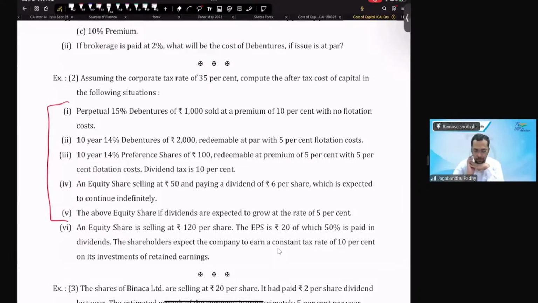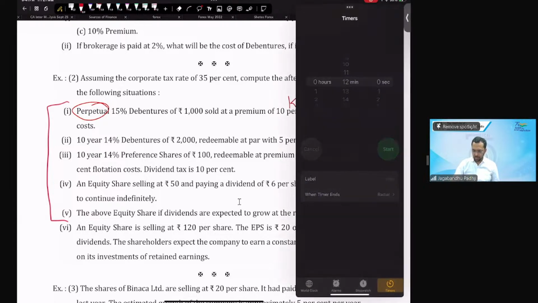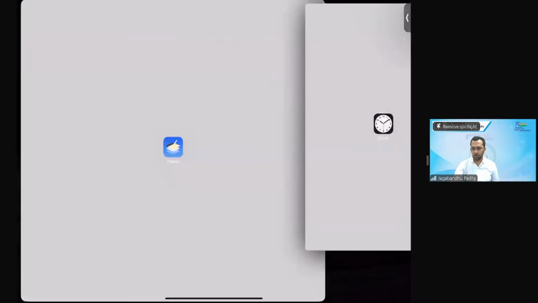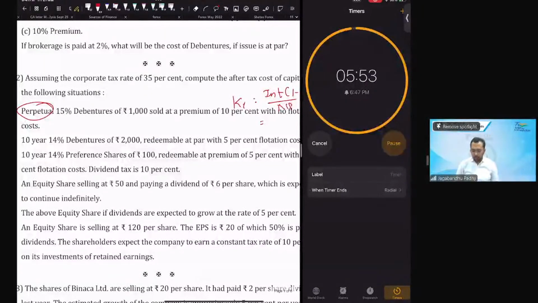Yep. What's the answer for the first one? Perpetual 15% debt of rupees 1,000 sold at a premium of 10% with no flotation cost. What's the formula for this cost of debt? Since this is a perpetual debt, cost of debt is interest into 1 minus t upon net proceeds. So apply the formula and get the answer, guys. For all the 6 questions, let me give you some time. Yeah, 6 minutes for all the 6 questions. Try it out quickly, guys.